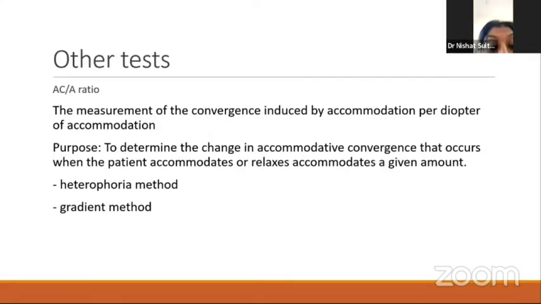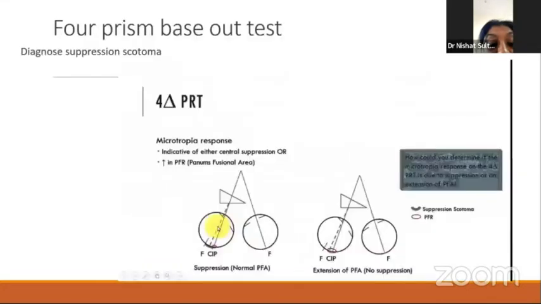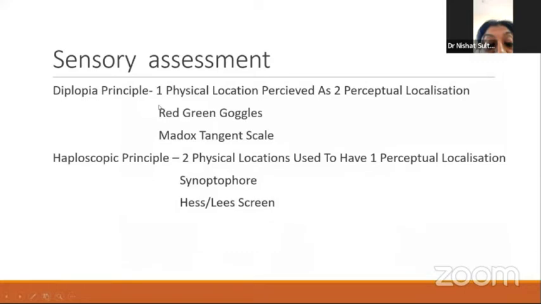In rare cases, there may be other tests that you want to add to your examination. One such test is the AC/A ratio, where basically it is measuring the range of accommodation which happens with convergence. So there are two methods to do this. One is the heterophoria method and the other the gradient method. Now, the 4 prism diopter base out test is a test which is used to diagnose suppression scotoma. This is done especially in a patient where you're suspecting microtropia. So when you place the prism in front of the eye, the refixation movement occurs because of shift in the gaze. However, in a patient with suppression scotoma, that refixation movement doesn't happen.